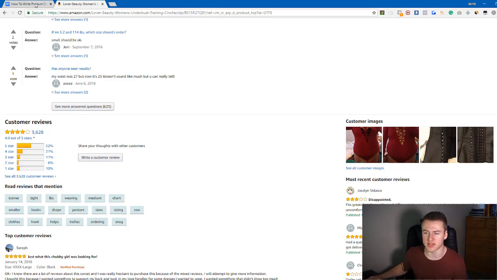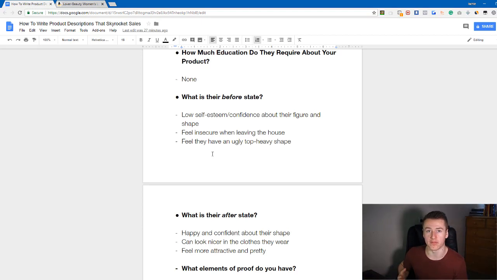And what I discovered doing a bit of research on this was it's waistline, it's the body shape, it's confidence, it's how these women feel. These women, they're not happy with their body. They're not happy with that top heavy look. They want to feel better. They want to look better. They want to feel sexier and more attractive. So their before state is low self-esteem and confidence about their figure and shape. They feel insecure when they leave the house, and they feel they have an ugly top heavy shape.